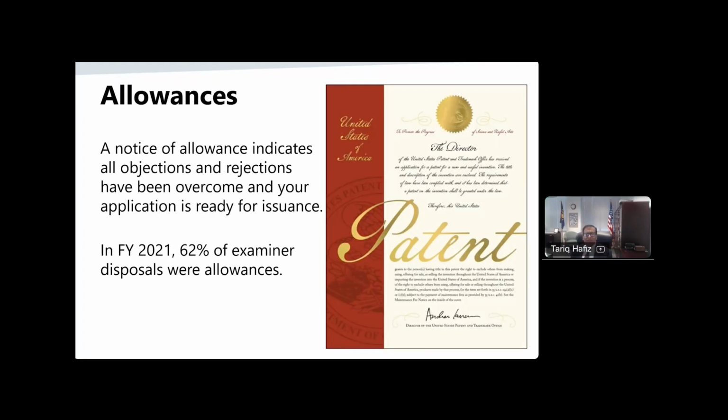Allowance is ideally your best outcome. It indicates that your application has met all the requirements and overcome all rejections and is ready for issuance. And this is where you celebrate, right? You can get a patent. So we talked about 62% of examiners disposing with allowances, but remember, if you filed an RCE, this percentage is probably higher.